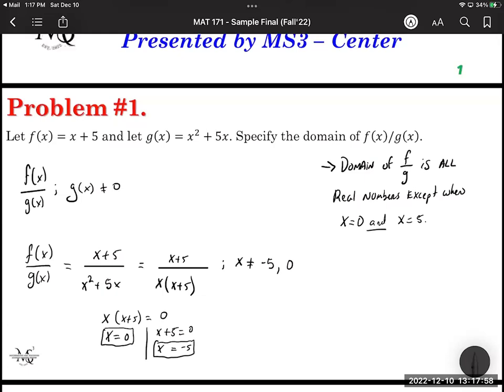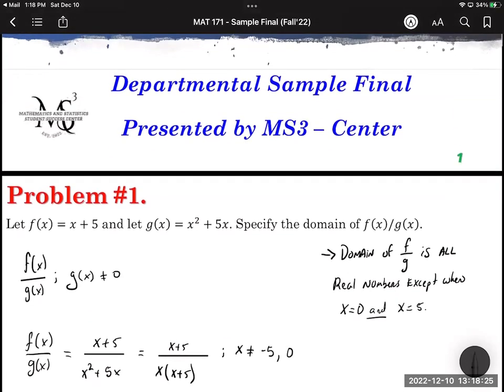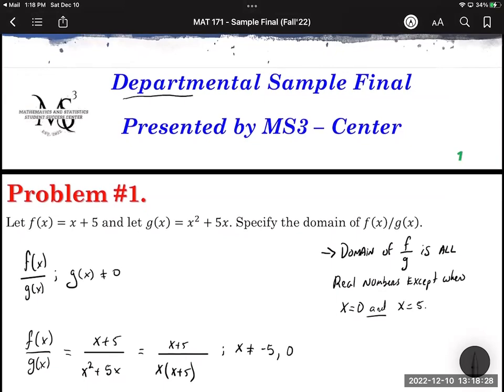I'm sorry for interrupting. On the final exam, will it be the same question but with different numbers, or a different question type? The final exam depends. For Math 171, your individual instructors create it. For 172, I think your instructor also creates that one. Usually when they create the final, it mimics the departmental sample final. So when you take the final, it mimics what you see here.